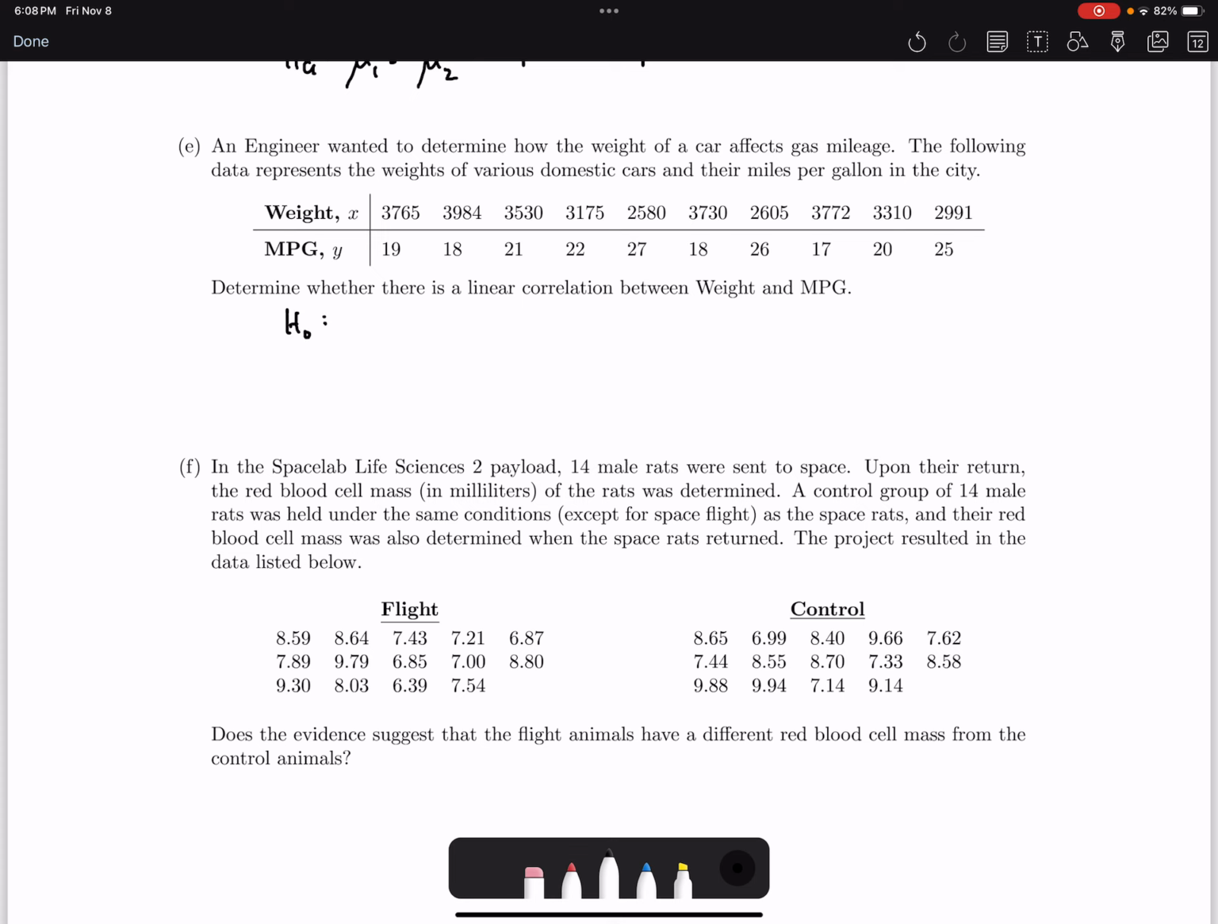So null hypothesis is that rho equals 0. And the alternative is that rho does not equal 0. Okay. Rho equals 0, no linear correlation. Rho not equal 0 means there is a linear correlation. And we would run this test by going to the linear regression app. We're going to run a linear correlation test. Okay, dead giveaway, right?